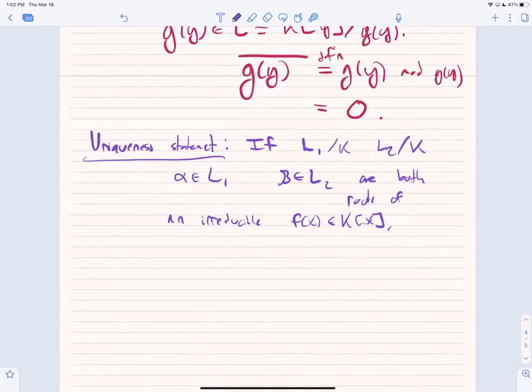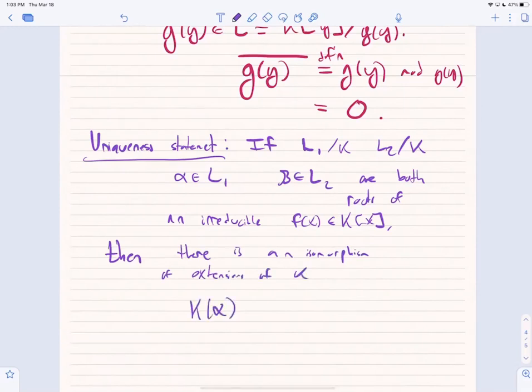So then, the fields, let me say this, there's an isomorphism of extensions of K from K adjoin alpha, which recall is living inside of this field L1, to K adjoin beta, which is living inside this other field L2. And these are just two completely different fields.